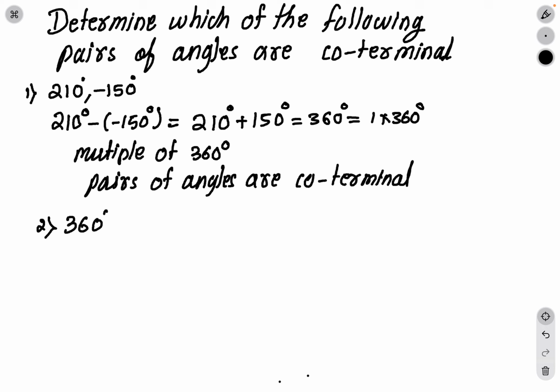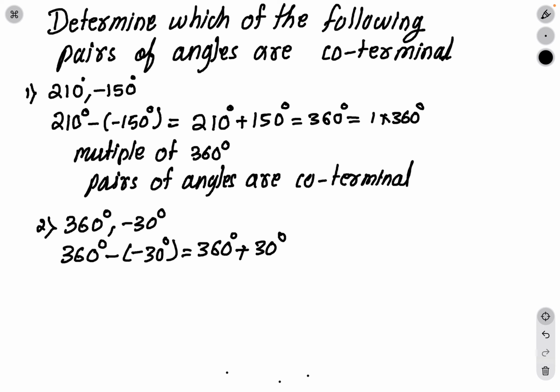360 degrees and minus 30 degrees. So 360 degrees minus minus 30 degrees. So this is 360 degrees plus 30 degrees. So this is 390 degrees.